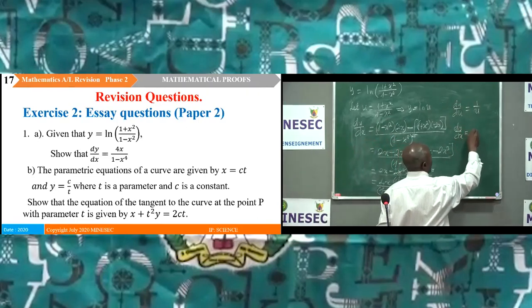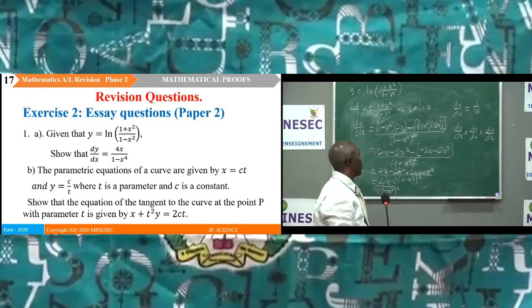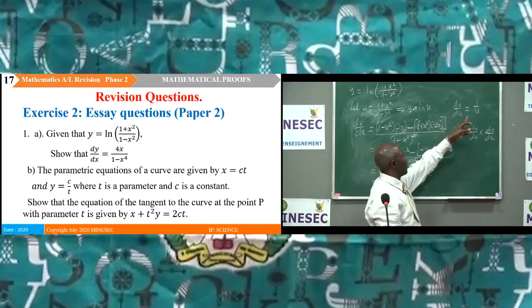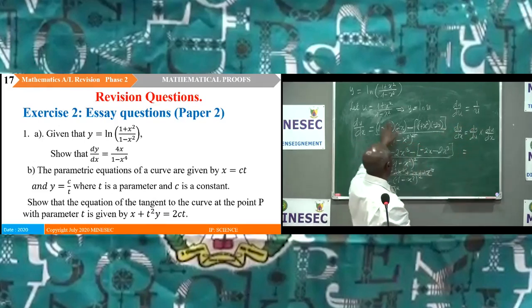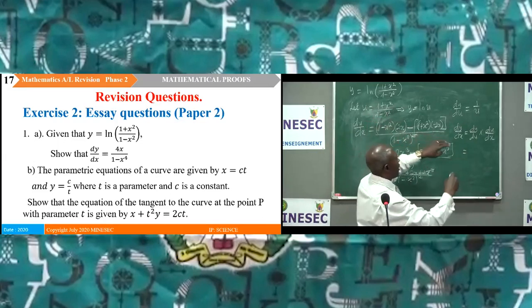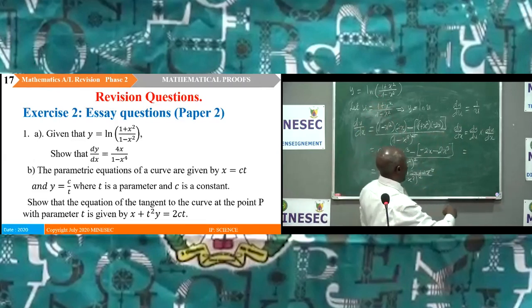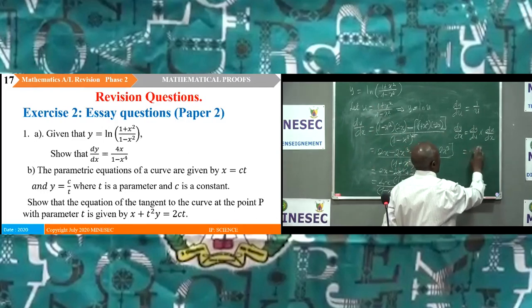dy/dx is equal to dy/du multiplied by du/dx. So what am I going to have here? My y here is 1 on u. And what is my u? My u is 1 plus x squared on 1 minus x squared. So if I take that 1 on all of this, 1 minus x squared will come up, and we are left with 1 minus x squared over 1 plus x squared for dy/du.